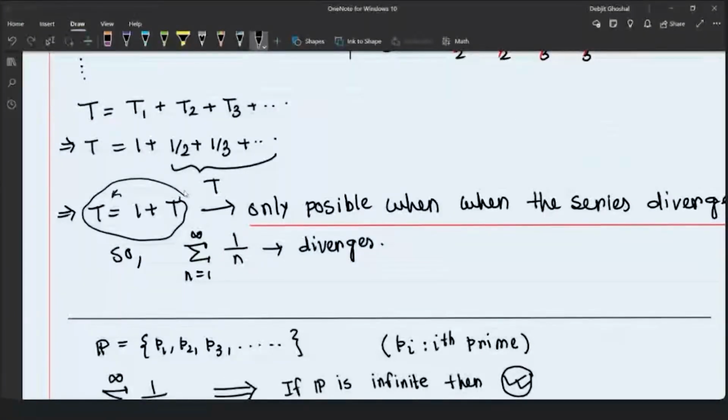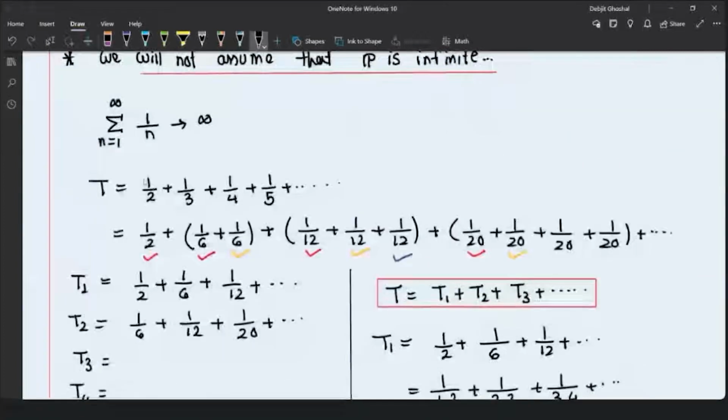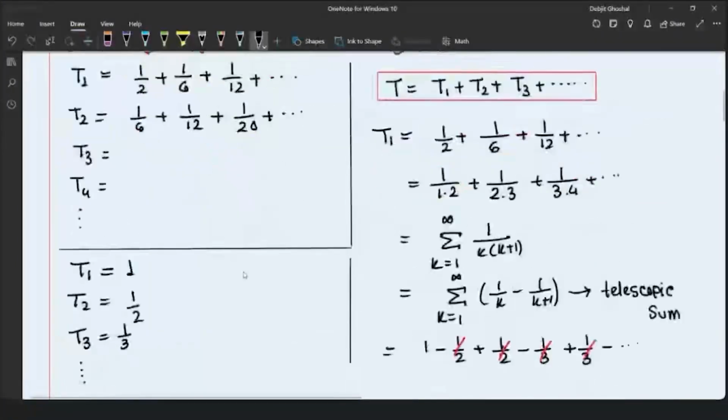So what was T? T is this series half and so on. So only one term is missing there, 1. So if I add 1 to this series, this is nothing but our original series, summation n equals 1 to infinity of 1/n. So this should also diverge. Okay, is the proof clear to everyone?